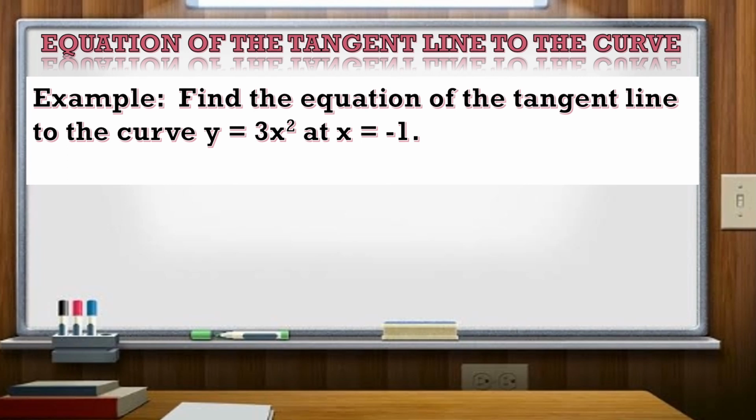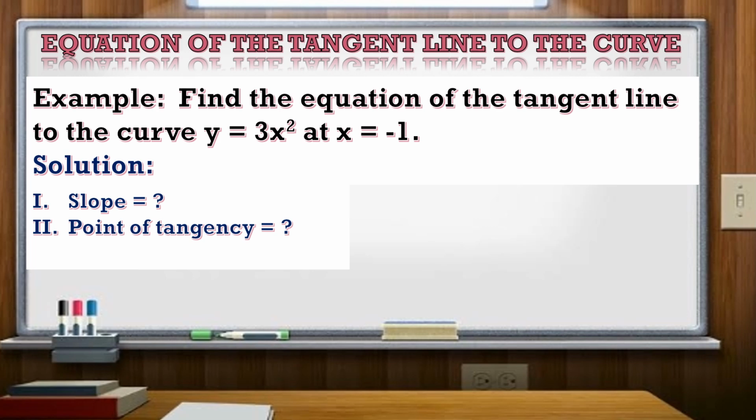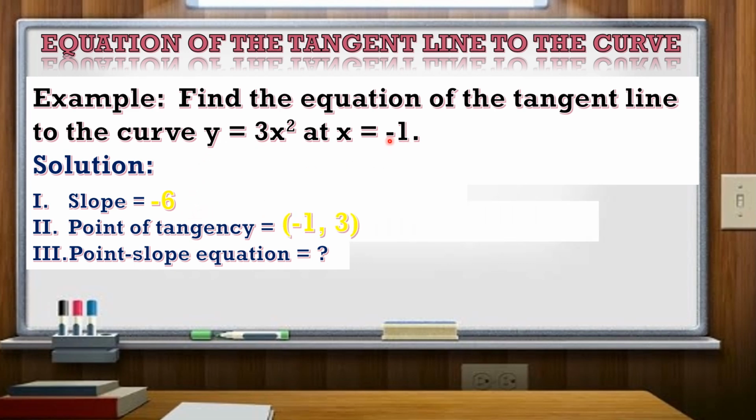Another example, ganun pa rin yung process. Aalamin muna natin yung tatlo. Una, yung slope. Next is the point of tangency. Then the point slope equation. Para naman mahanap yung slope at saka yung point of tangency, we will use the graph of your function, which is y is equal to 2x squared. Okay? So, by graphical method, malalaman natin that the slope is negative 6. And the point of tangency is (-1, 3). Okay? Negative 1, 3 yung point of tangency natin.